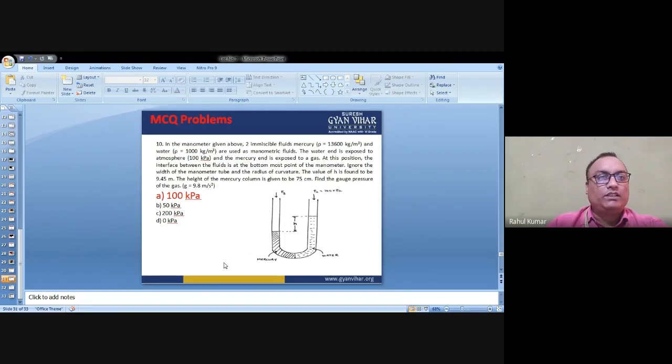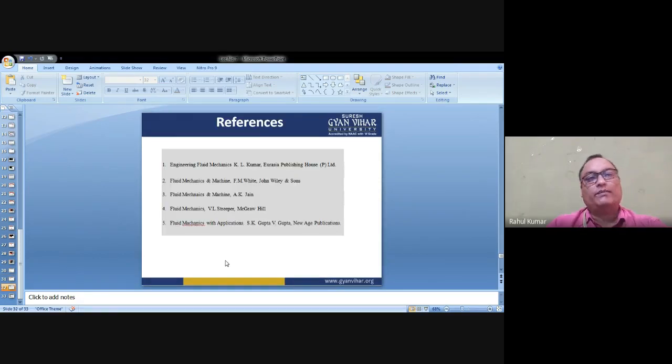And then move to the next section, the reference book section. References of this lecture are: Engineering Fluid Mechanics, Rahul Kumar; Fluid Mechanics and Machine, FM White; Fluid Mechanics and Machine, AK Jain; Fluid Mechanics, VL Streeter; and Fluid Mechanics with Application, SK Gupta.